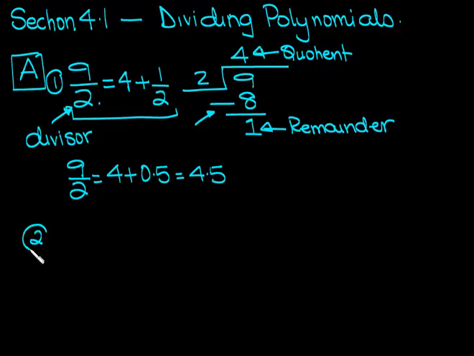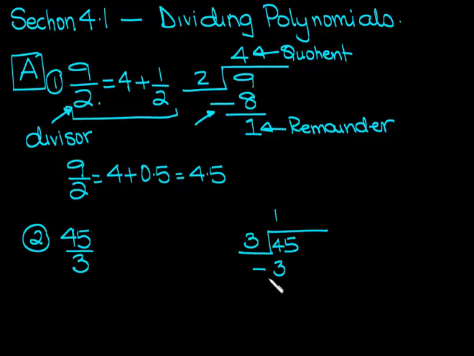The second thing to note is this. Let's say I have 15 divided by 3. This time, let's make it a bigger number. Let's say 45 divided by 3. So 3 goes into 4 once, so we get 3. You subtract, we get 1, bring the 5 down. 3 goes into 15 5 times, so we get 15, and then we get 0.